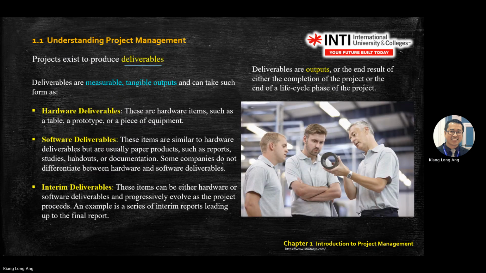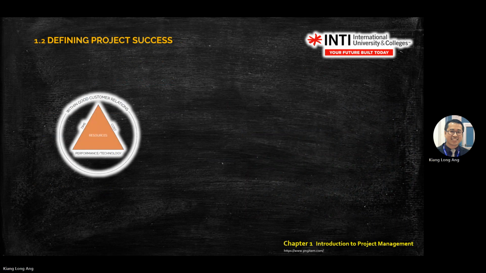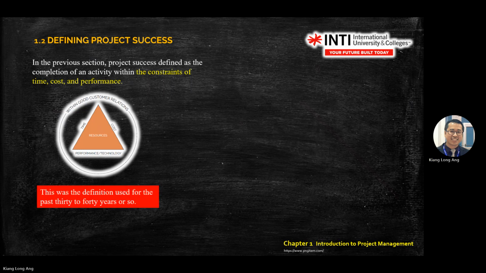Next, we look at how to define project success. So we use the diagram. We have three constraints: time, cost, and performance or technologies. Then if you work with external customers or the end user, you have one ring outside where you need to keep a good relationship with the customers. Okay. So this one is a very, very old model.